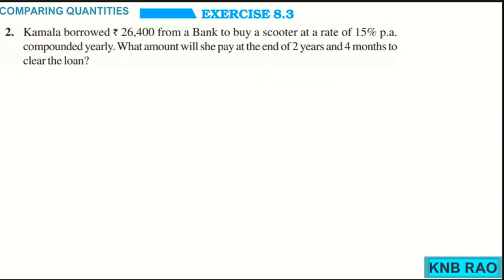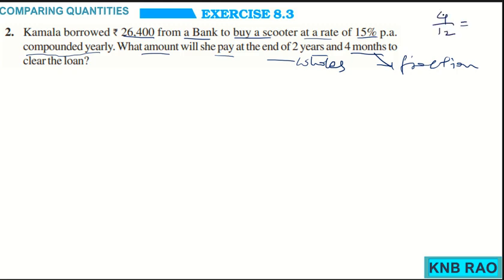Now let us go for question number 2. In question number 2, Kamala borrowed 26,400 from a bank to buy a scooter at the rate of 15% per annum, compounded yearly. What amount will she pay at the end of 2 years and 4 months? Same here, we have whole part 2 years and fraction part 4 months. 4 months is nothing but 4 by 12, that means 1 by 3. So it's 1/3 year.